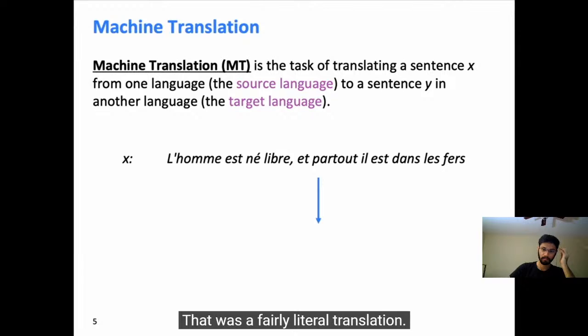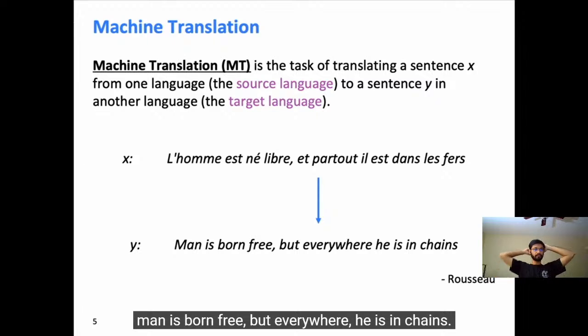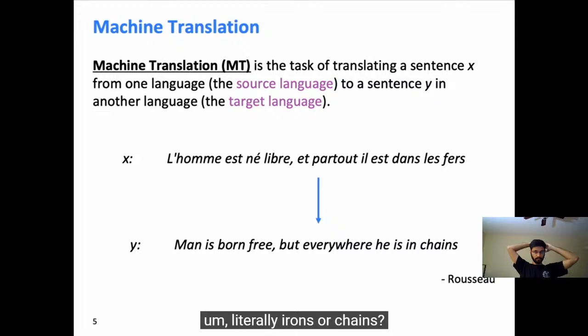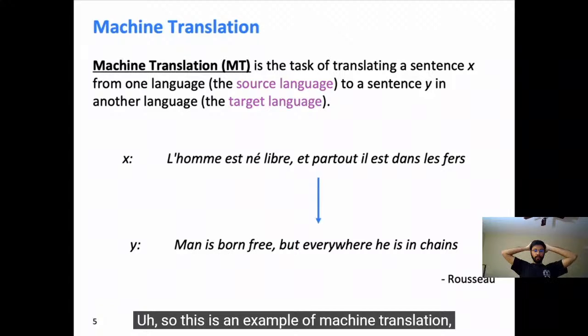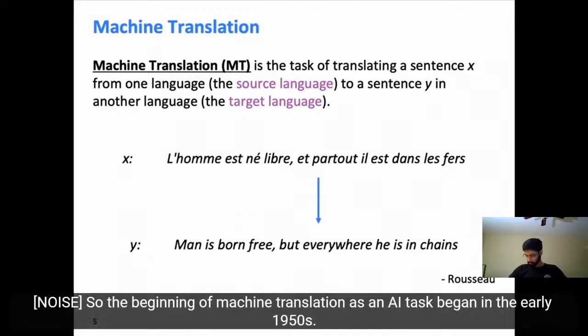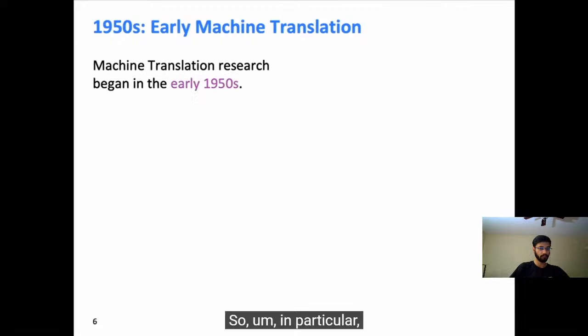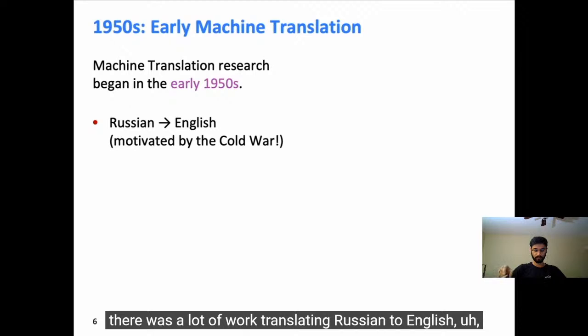That was a fairly literal translation. This quote by Rousseau is usually translated as man is born free, but everywhere he is in chains. But, you know, there's an ambiguity. Should fers be literally irons or chains? Also, you could choose to translate l'homme as man or maybe humankind. So this is an example of machine translation, and there's already, you know, quite a few choices you can make. So the beginning of machine translation as an AI task began in the early 1950s. In particular, there was a lot of work translating Russian to English because the West was very interested in listening to what the Russians were saying during the Cold War.